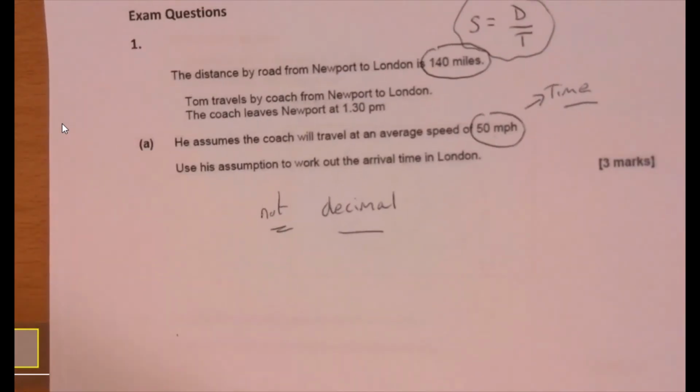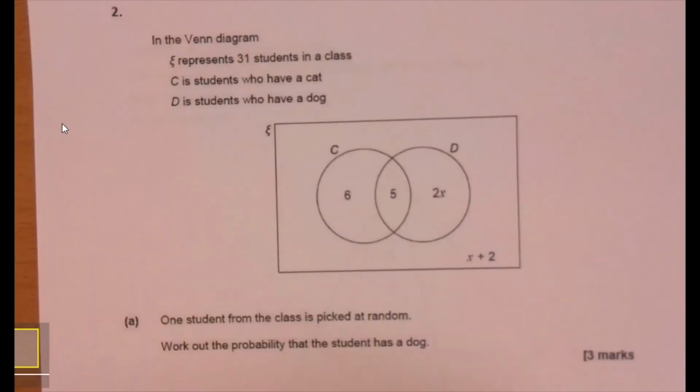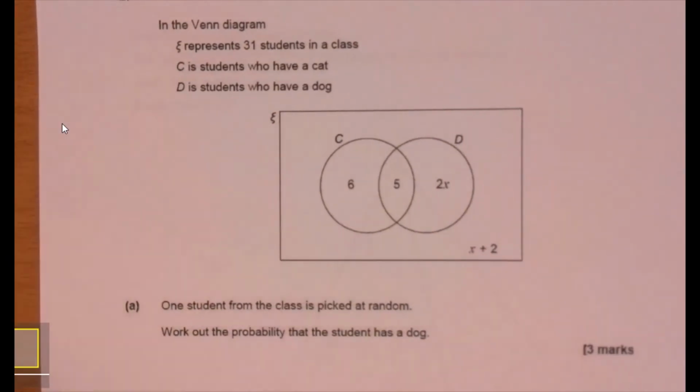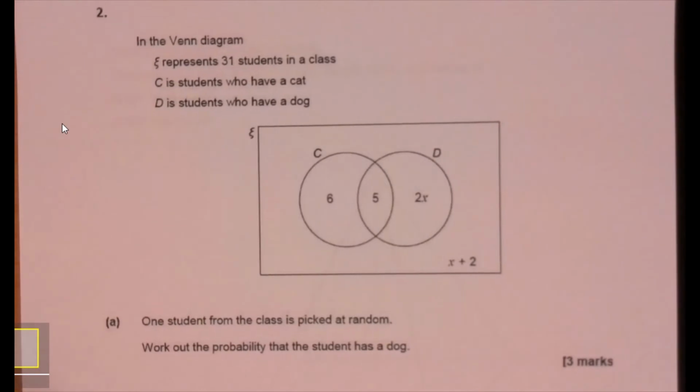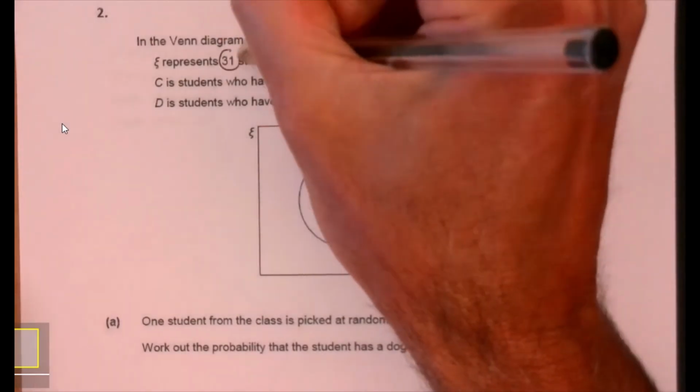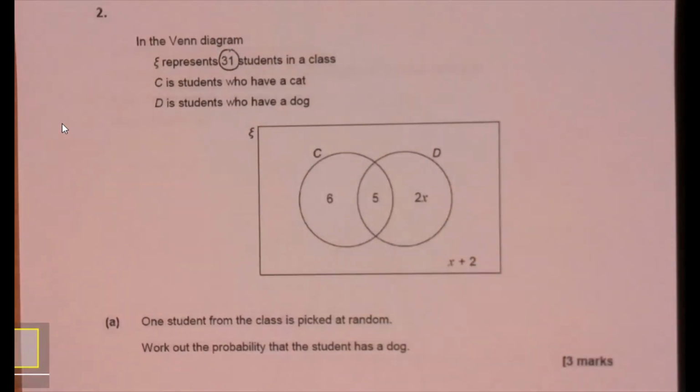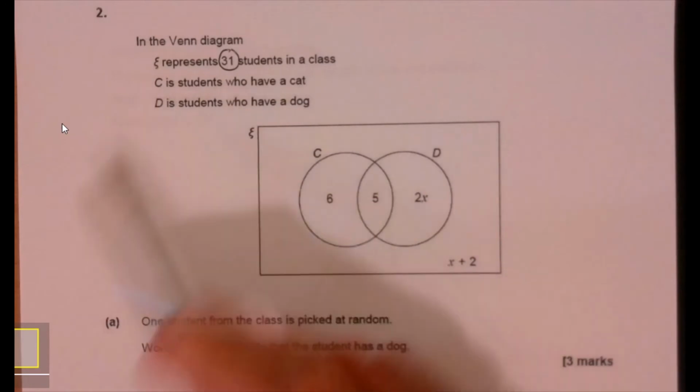All right, so question 2. Now I quite like these questions. I always like a Venn diagram question, okay? So what do we know? All right, so we've got 31 students in a class, and some of them have cats, some of them have dogs, and it's represented on here.